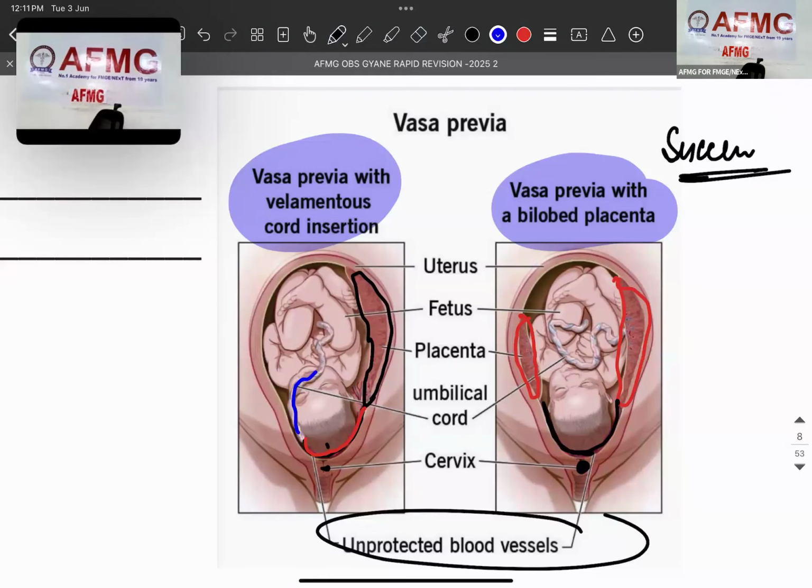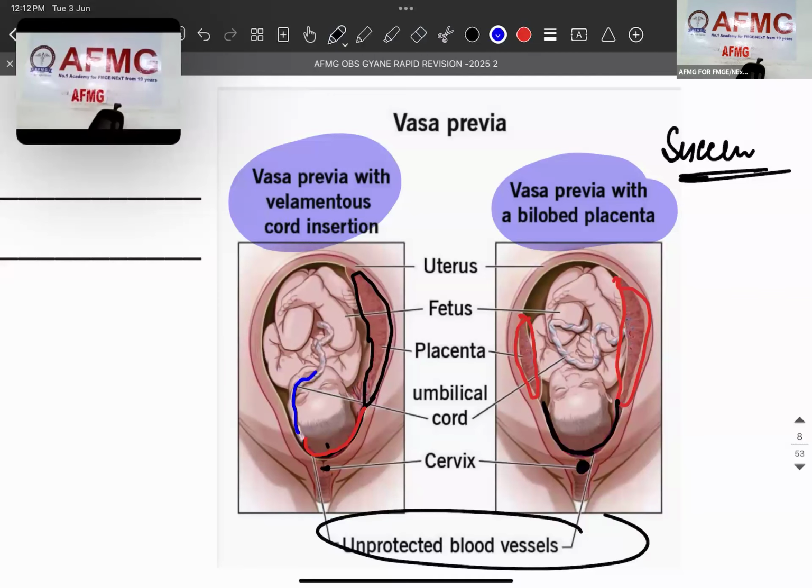Investigation of choice for placenta previa is TVS, but for screening we perform a trans-abdominal scan. As per the old classification we have 4 types: lateral, marginal, incomplete, complete. As per the new classification, we have only 2 types: either the placenta is low lying, meaning 2 centimeters away from the os, or complete placenta previa, which includes old types 2, 3, 4.